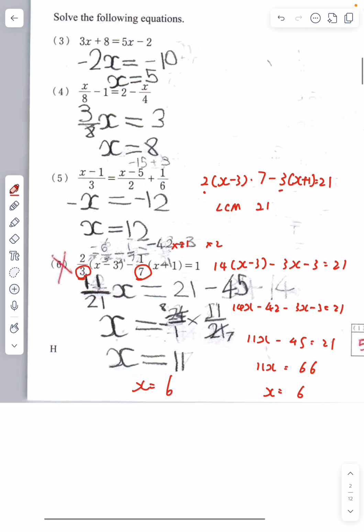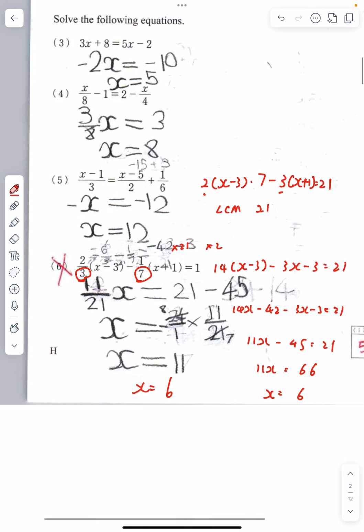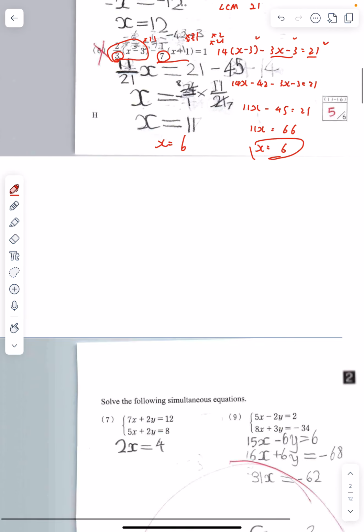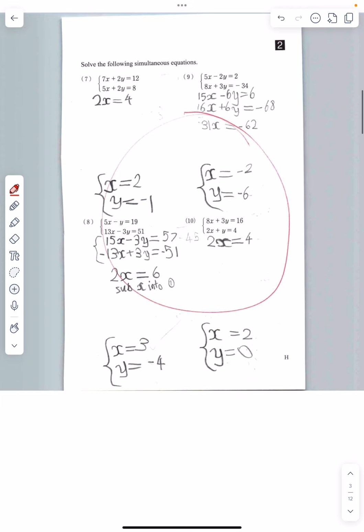So let's double check our answer. We multiplied this by 21, multiplied this by 21, multiplied this also by 21, right? So over here we have 14, no problem. And over here we have 3 times x plus 1, which is fine too. And last but not least, we have 21 on the right side. So this should be x equal to 6. All right, next page.